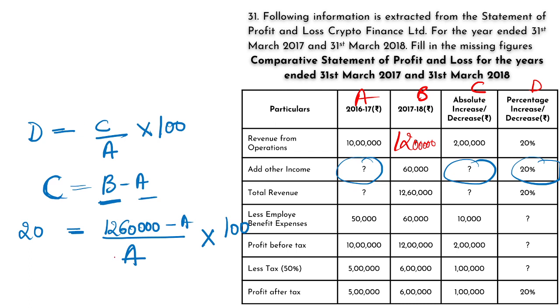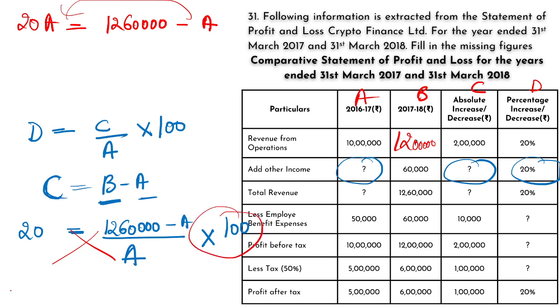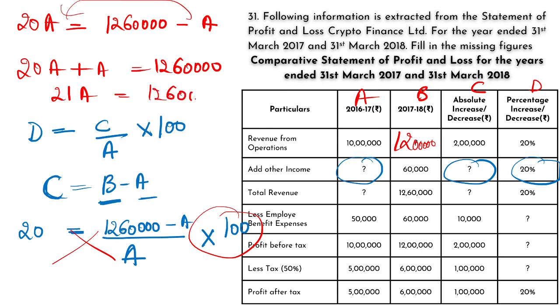So now cross multiply. 20A is equal to 12,60,000 minus A. Now A will come here. I am ignoring this 100% right now. So 20A plus A is equal to 12,60,000. 21A is equal to 12,60,000.